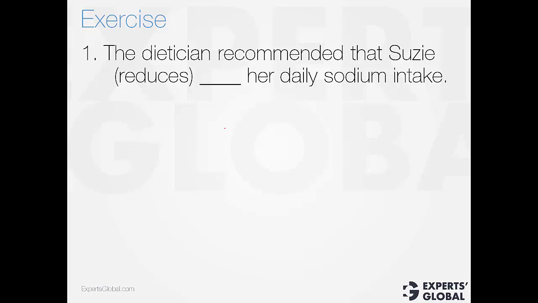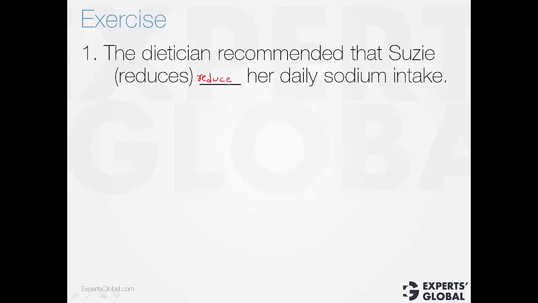Now let's take an exercise based on whatever we just learned. Pause the video, please do these yourself. So you see recommended, it's a suggestion plus that or bossy verb plus that. So the right term here would be reduce.